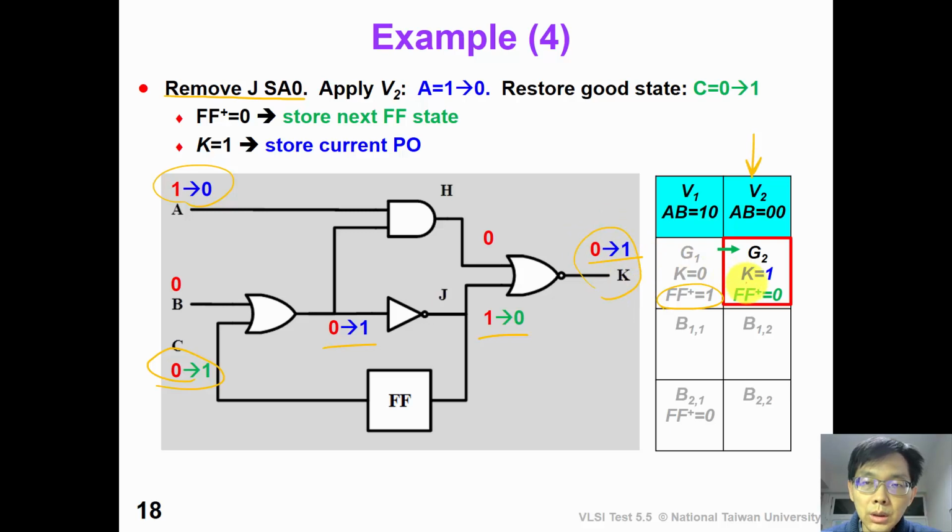And now we know K is equal to 1 in vector 2, and the future value of the flip-flop will become 0. We need to record these 2 pieces of information.